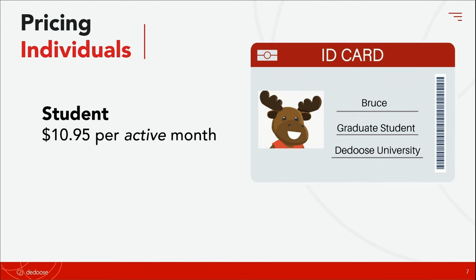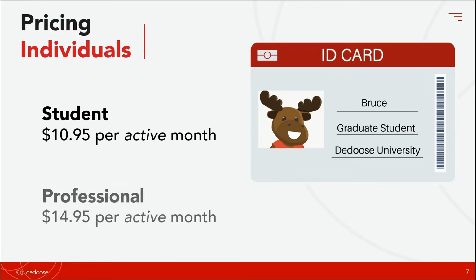From there, if you're a student, the rate is $10.95 per active month. Active month means Dedoose will only charge you for the months you actually log in. So if you upload some data, code it for the month of March, but then you don't log in for 6 months, Dedoose will not charge you for those 6 months that you do not log in. And then all other individual accounts are $14.95 per active month. So again, not charging you for the months that you don't log in.